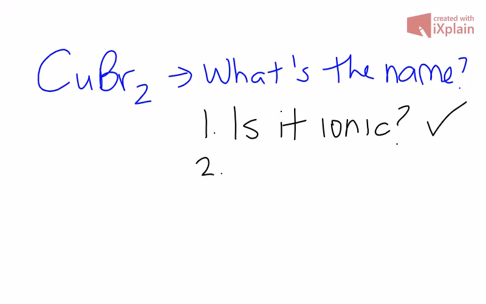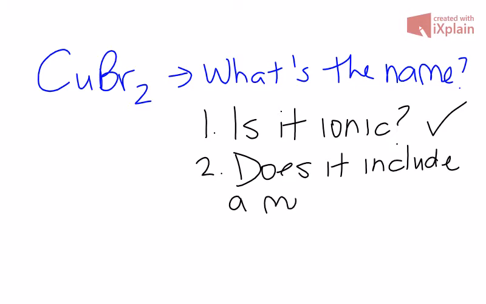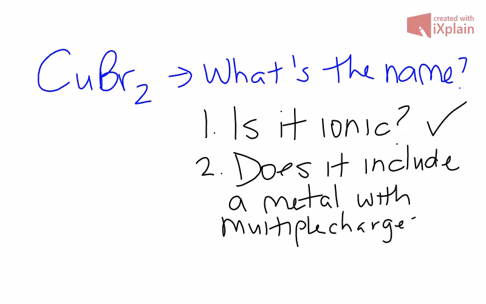Once you've decided it's ionic, you're then going to have to ask yourself this second question, and you are always going to have to ask yourself this second question. Does it include a metal with a multiple charge? And how are you going to know that? Well, you're going to look at the metal in your formula, so the first element, and you're going to compare it to the reference list that you have on elements with multiple charges, okay? So does it include a metal with multiple charges? In this case, it does. So if you answer yes, you have to decide which charge is actually being used.